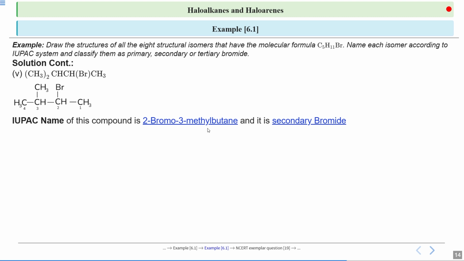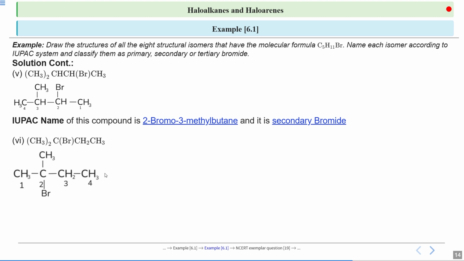So 2-bromo-3-methylbutane, and it is a secondary bromide because bromine is present at a carbon which is binding with 2 other carbons. Then the sixth isomer, that is (CH3)2CBr-CH2-CH3. The structure will be CH3, C(CH3)Br, CH2, CH3.